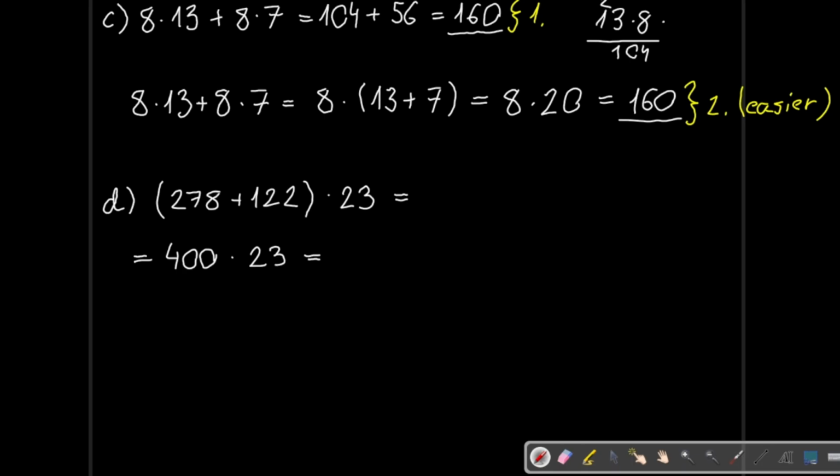Now we can write 400 as 4 times 100 times 23. And then we can multiply 4 times 23, that gives us 92. And number 100 remains from the previous step. And then we just add 2 zeros to 92.